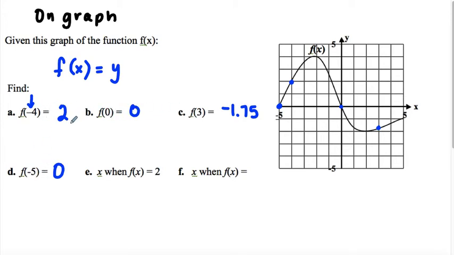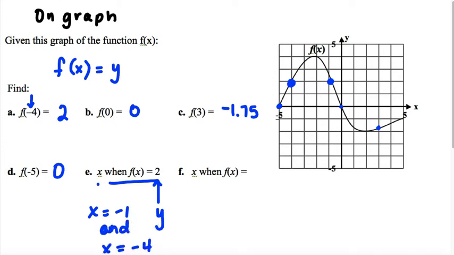So notice how I approached those. I took that x, that input, and I looked for the y, the output. Now I could ask that a different way. I could say, find x when f of x equals 2. So now they're telling me that the y is equal to 2. So I have to find a y of 2 on my graph. So the y of 2 is right here and right here. So x could actually be -1, or x could also be -4.